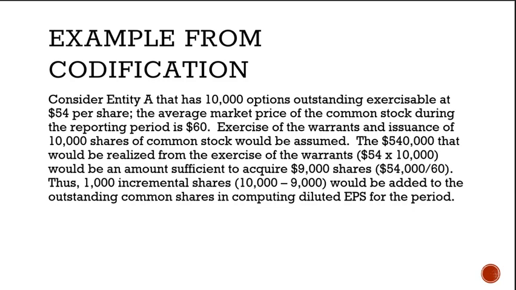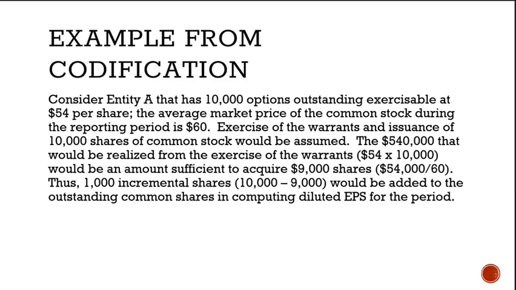That would result in us receiving $540,000 in cash. Then we would turn around and use that $540,000 to buy shares at the average price of 60. That would buy back 9,000 shares. So the incremental shares, the actual amount of increase in the shares, would be 1,000.